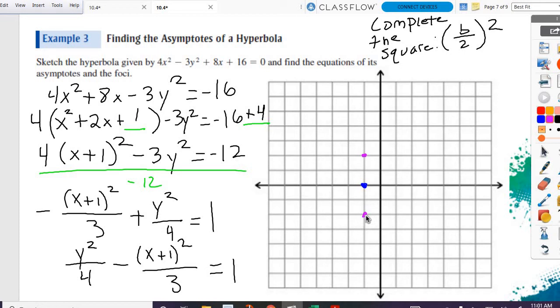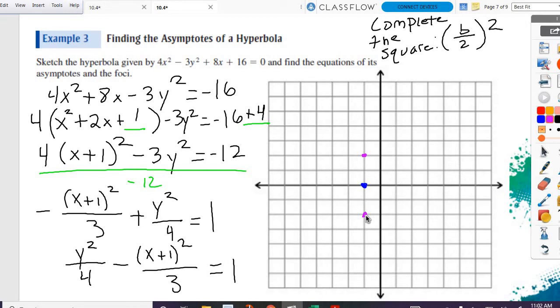So again, we need to draw our other 2 points so we can draw our box, right? So we need to know our b value. What is our b value? It's going to be the square root of 3, which is what, as a decimal? It's 1 point something. What is it? It's 1.7.